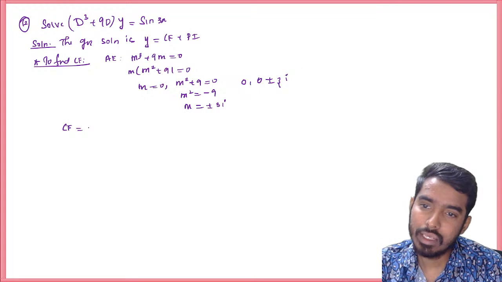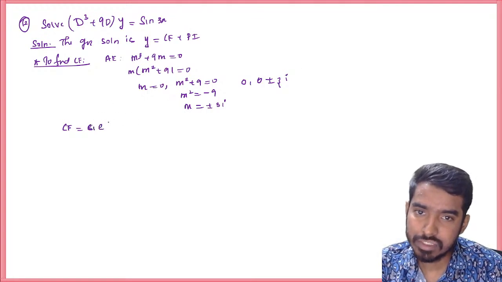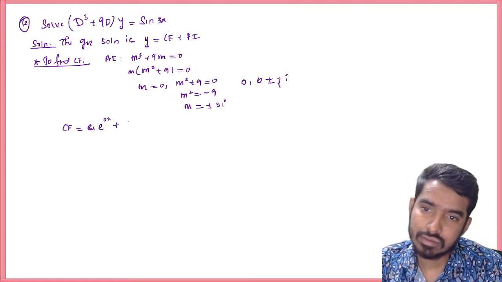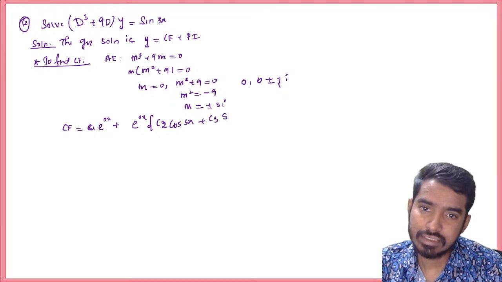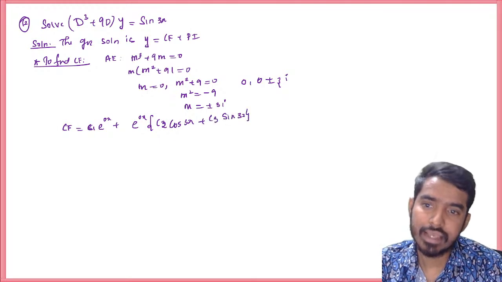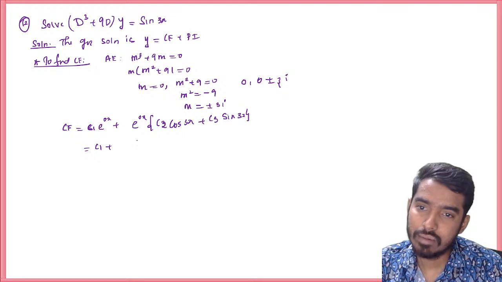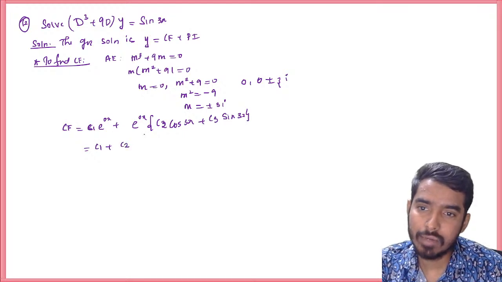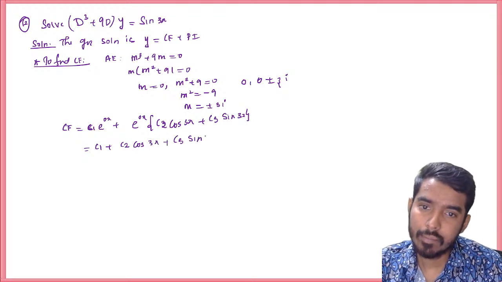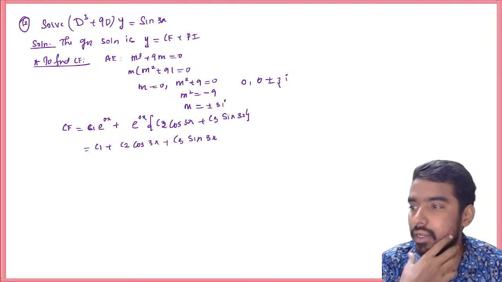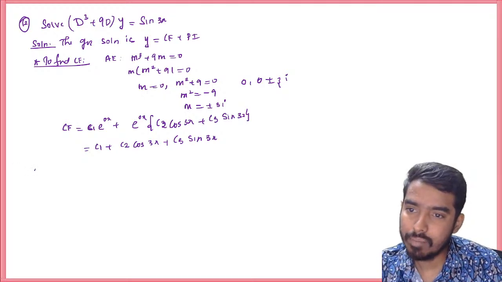Therefore, your CF will be C1 e power first root, which is 0x, plus, for the complex roots, e power alpha x into C2 cos beta x plus C3 sin beta x. So it will be C1 plus, e power 0 is 1, C2 cos 3x plus C3 sin 3x. This is your CF.